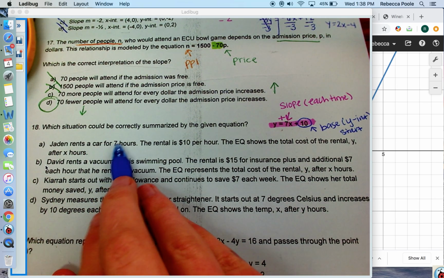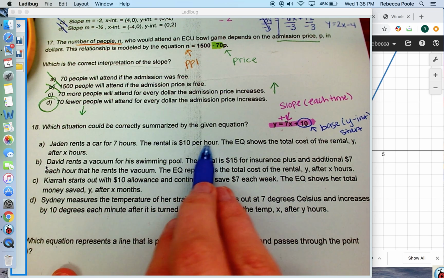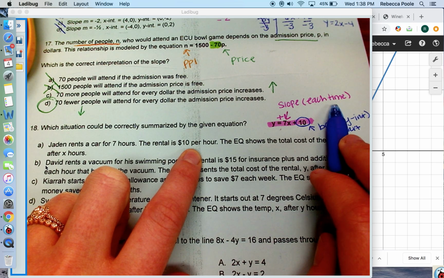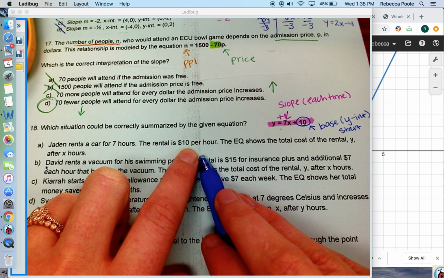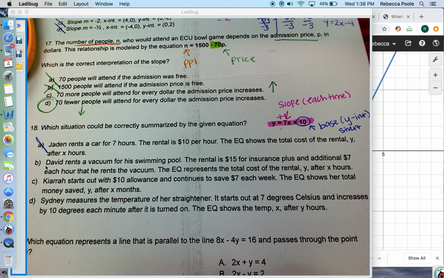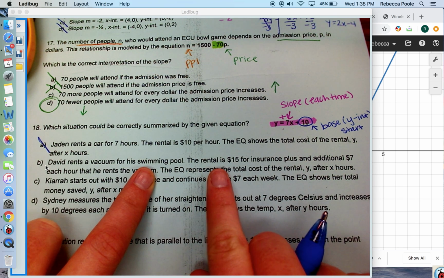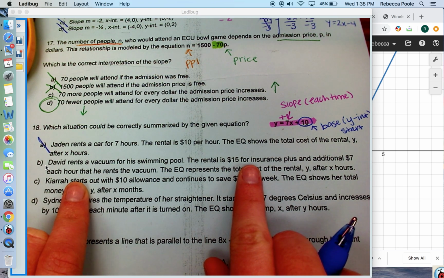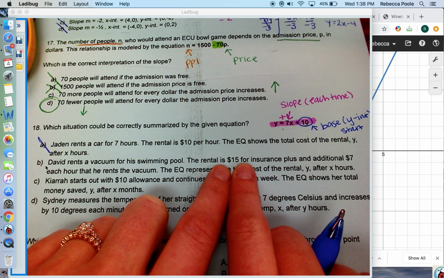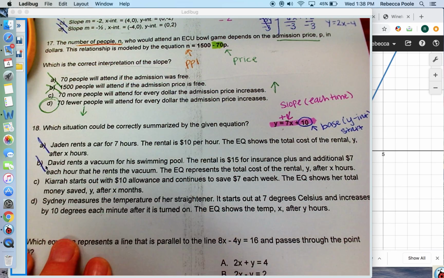Jaden rents a car for 7 hours. The rental is $10 per hour. That's like $10 each hour, okay? The slope is what happens each time. My slope is 7, not 10. So it cannot be A. Let's check out B. David rents a vacuum for a swimming pool. The rental is $15 for insurance plus an additional 7 each hour. Do y'all even see a 15 in our equation? No, then it's not going to be B.